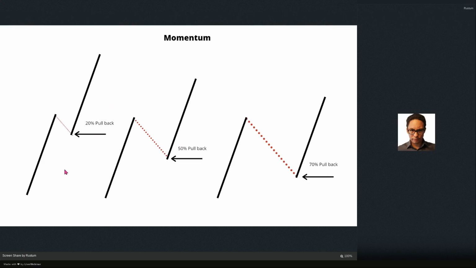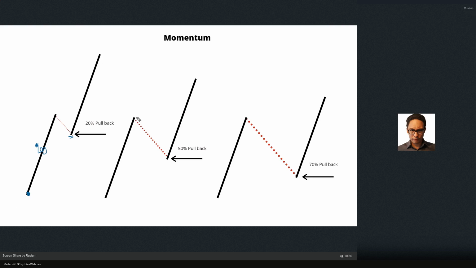So with momentum theory, if you see prices are moving up here in this case, we're not concerned about the waves now. All we're concerned about is prices are moving up and it pulls back. And in this case, it pulls back 20% of this leg. Yeah? And then it moves another leg up.